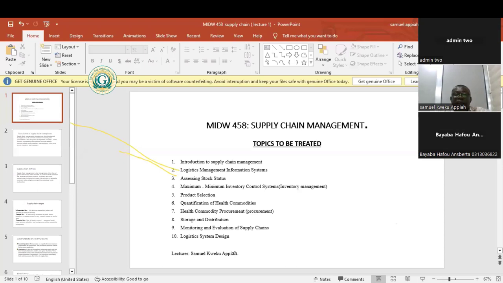And as I said, we're going to look at some of the basic things that you need to know. I have not seen sourcing in this thing, but I'll make mention of it as we go through so that you come to know some of these things. So today we are going to look at what supply chain is all about, because we are doing health supply chain. So we should know what supply chain is about before we move to the other ones.